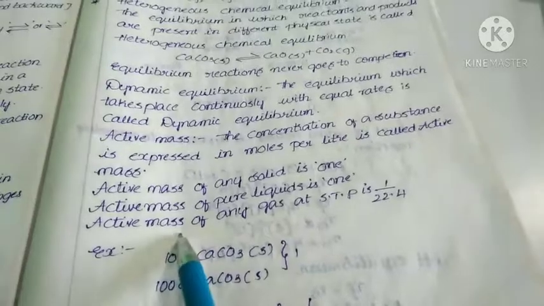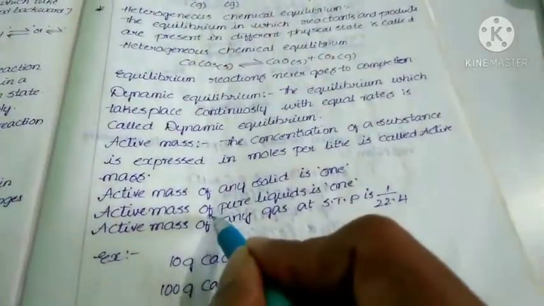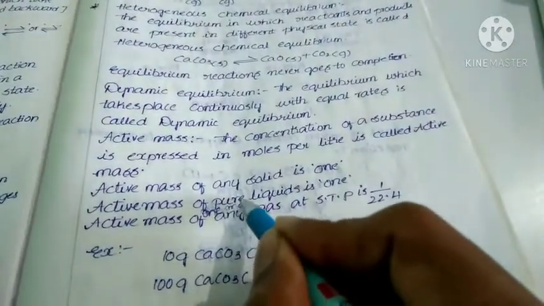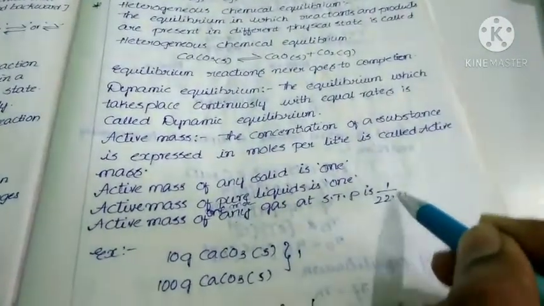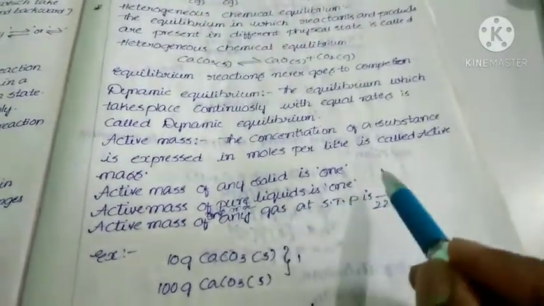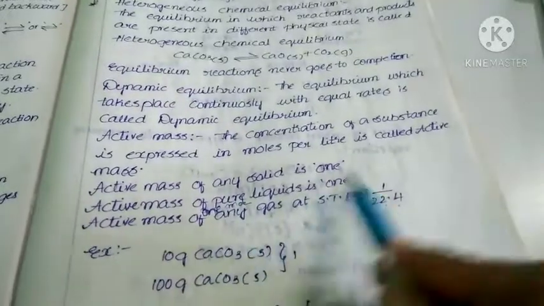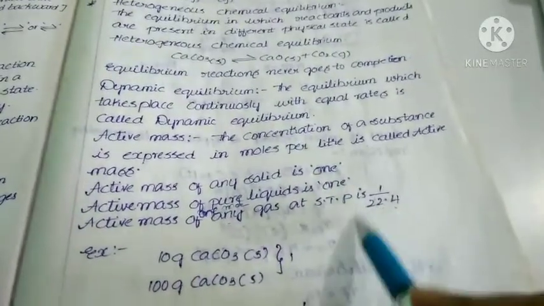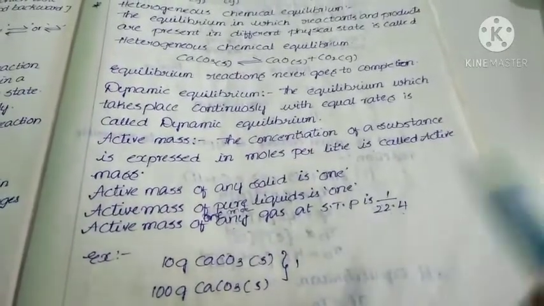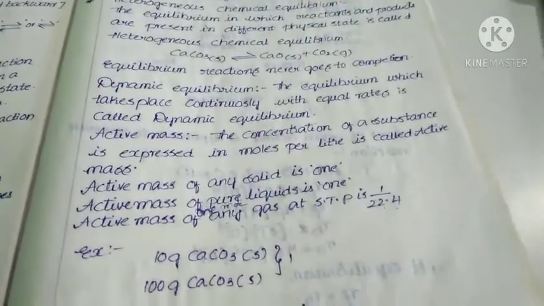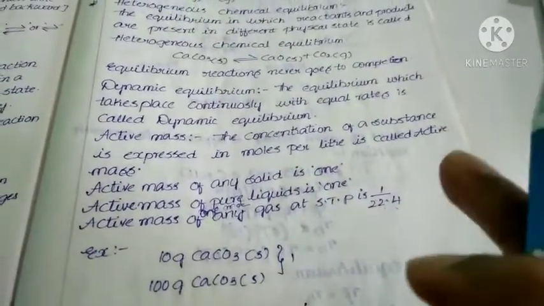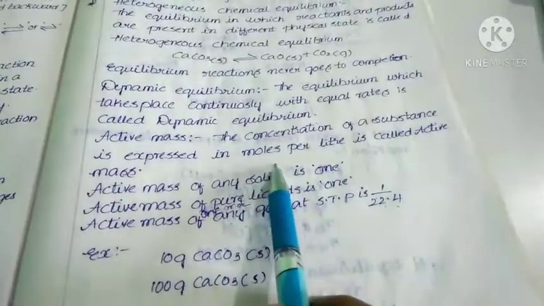Next, active mass of 1 mole of any gas at STP is how much? 1 by 22.4. Why will it be 1 by 22.4? Active mass is moles per liter. 1 mole, and what is the volume of 1 mole of gas at STP? 22.4. So finally this is the active mass. What we have to remember here is that active mass is concentration expressed in moles per liter.